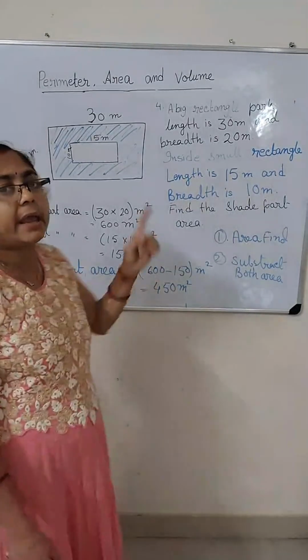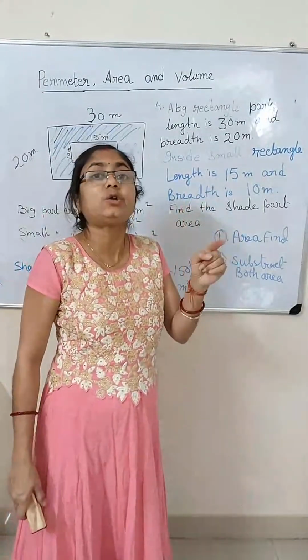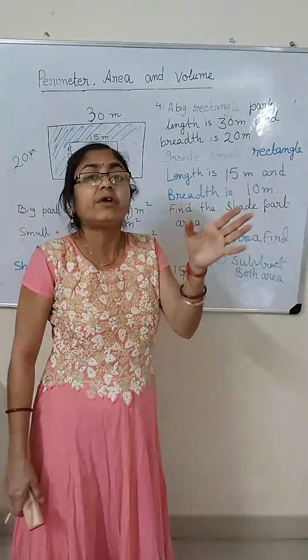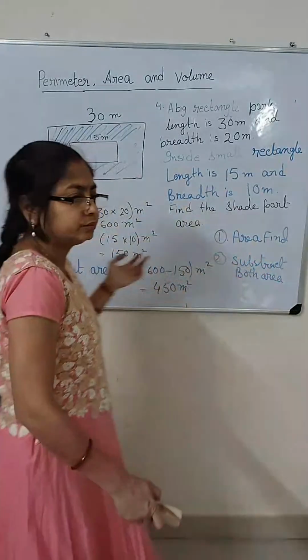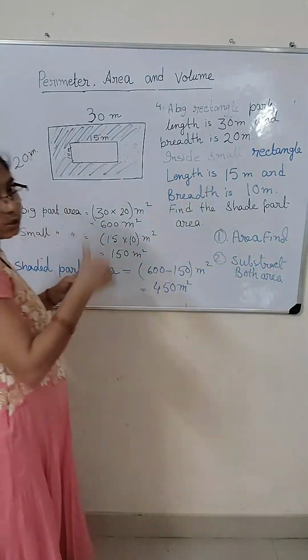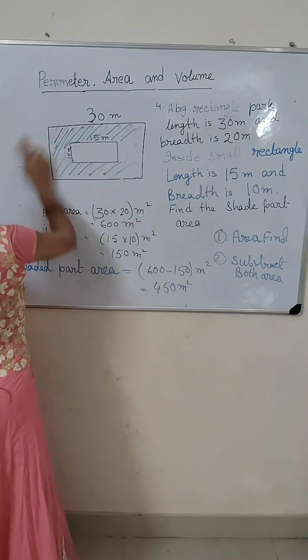Area formula: length into breadth. L into B, not V. V stands for volume. Okay? Now it is, okay, good. Now I go to the next maths.